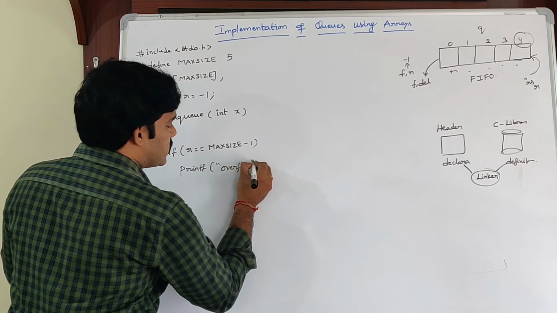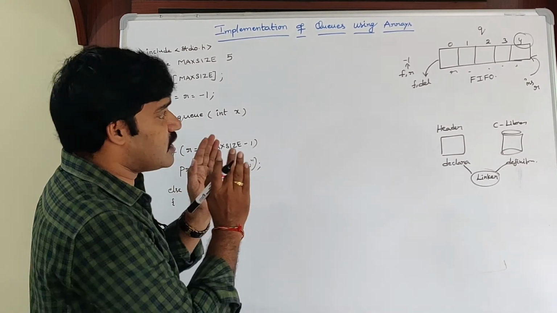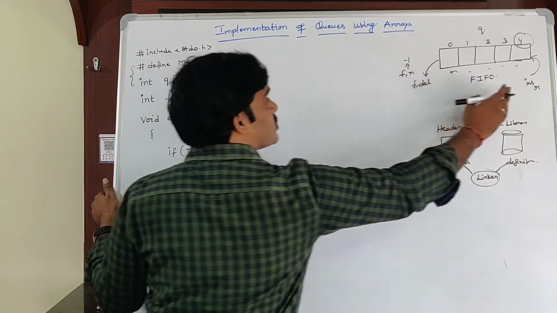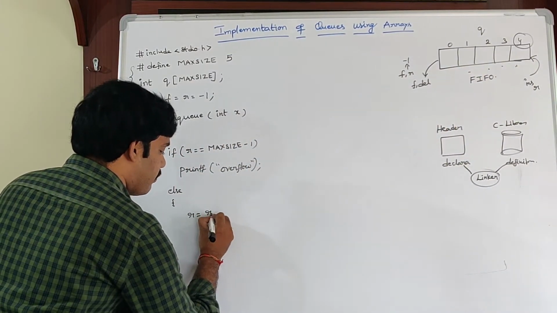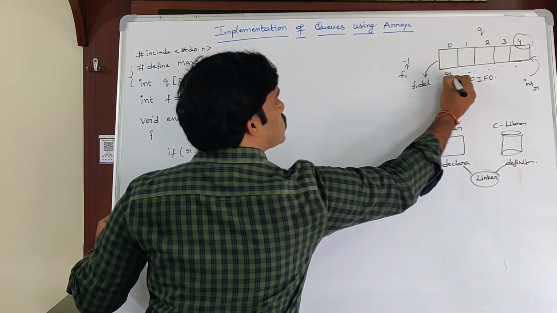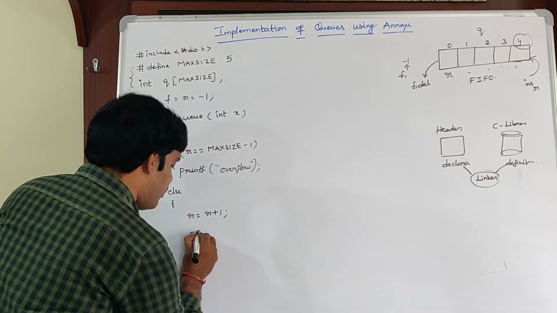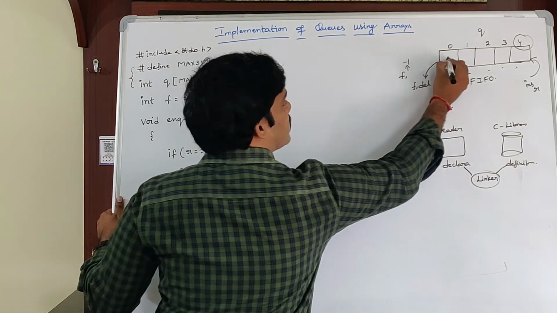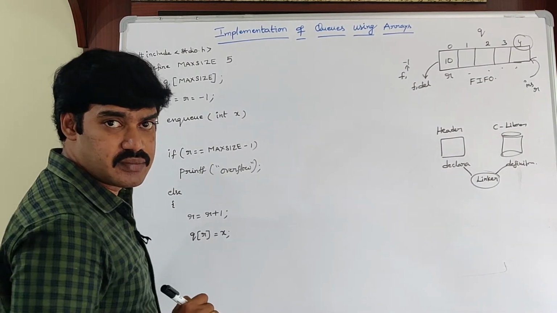Q data structure is full. Else, if the Q data structure is not full, it contains empty memory locations, then update the rear pointer. Initially it is -1. How to update it? Rear is equal to rear plus 1. R is equal to R plus 1 means now R points to 0. R points to 0 and insert an element into the Q data structure, that is Q of R is equal to X. Assume that the value of X is 10. 10 is inserted into the Q data structure.